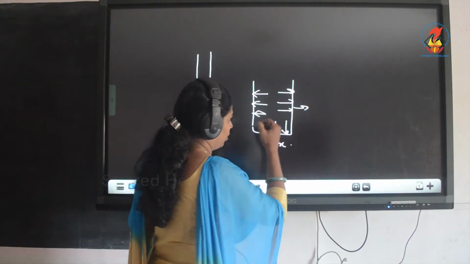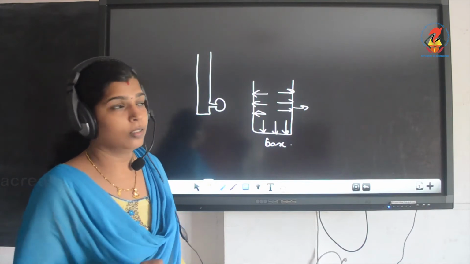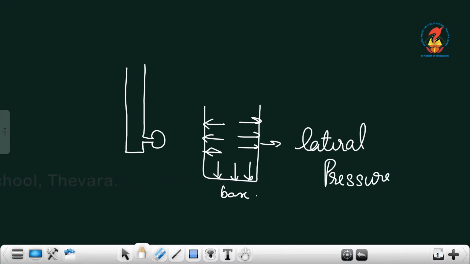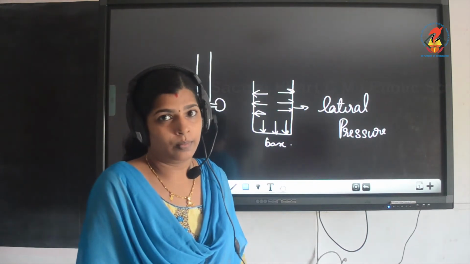The pressure exerted by a liquid on the sides of the container is known as lateral pressure. The pressure exerted by a liquid on the walls of the container is known as lateral pressure, and this lateral pressure increases with depth.